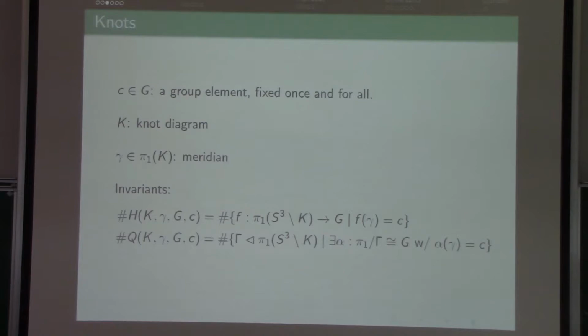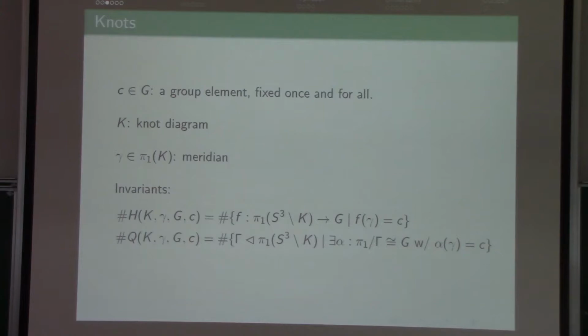For knots, we can do a little bit more. There's another invariant we can look at. It's a little more refined. Now we can fix an element of the group, C, and we will count maps, not just arbitrary maps from pi1 of K to G, but maps that send some fixed chosen meridian to C. You can think of this as having an arc on the diagram and fixing a color of that arc.